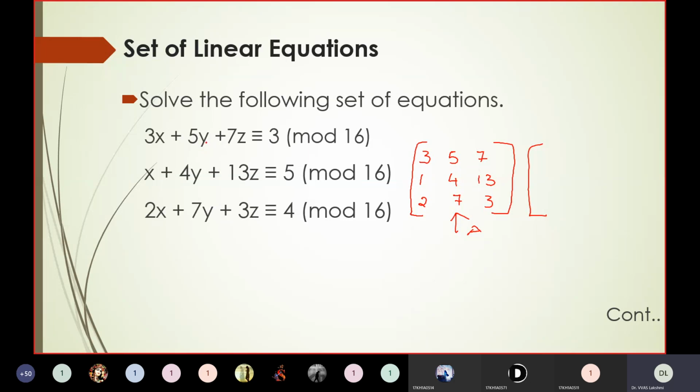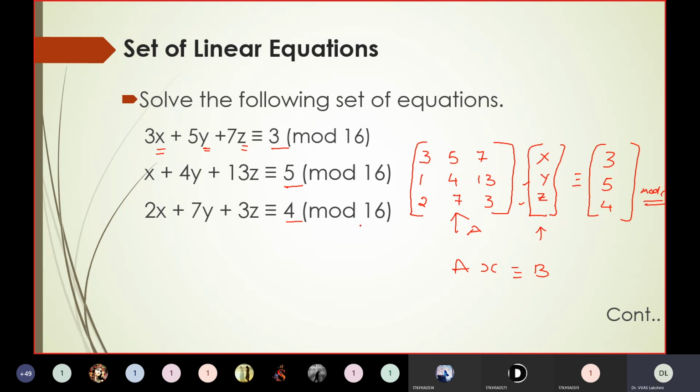The x matrix always contains the unknowns x, y and z. We are going to calculate the value of x, the value of y and the value of z. That is equal to the B matrix, that is 3, 5 and 4. So these are the values 3, 5 and 4. Here this matrix is in the form Ax is congruent modulo 16. So then what is the formula? x is equal to A inverse B.